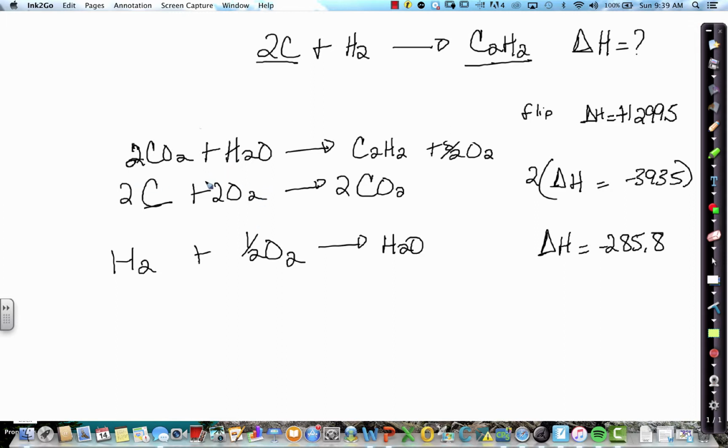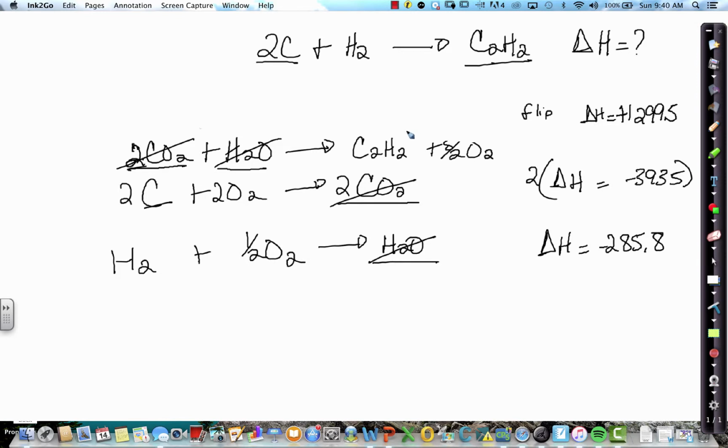So let's see what we can cancel. I've got CO2 here, and that's a reactant, and then CO2 here, so that's a product. And they've got the same amount, so they will end up canceling each other. They have to be on opposite sides to cancel. All right, so now we need to look at H2O. I've got H2O here, and then H2O here, so that will cancel. All right, so now I'm left with this.